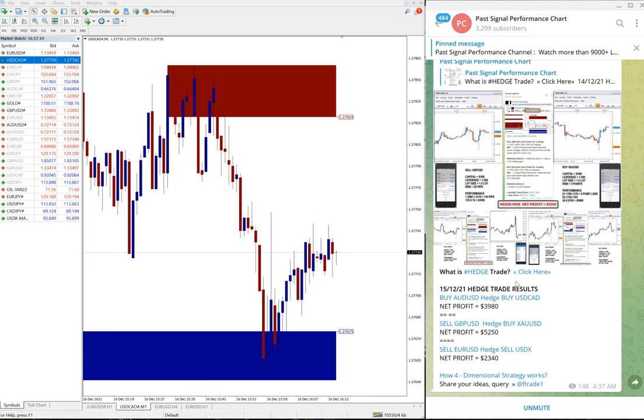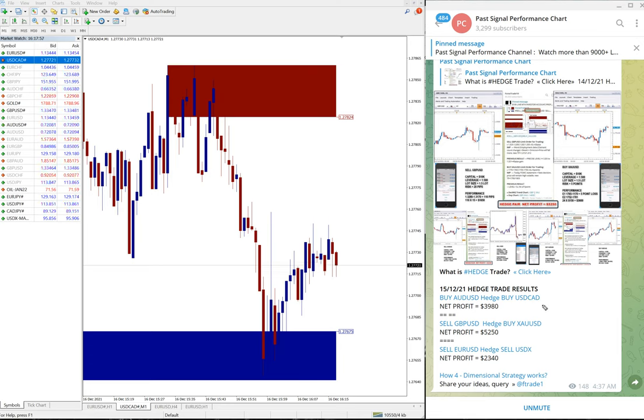So all three hedge pairs performed well, and as we have mentioned here, $3,980 on the AUDUSD USDCAD hedge pair, both are buy signals. Then the second one, $5,250 profit on sell GBPUSD hedge against buy XAUUSD, which is gold. Then the last signal, EURUSD sell against sell US dollar index USDX, also made $2,340 profit. So all the signals performed yesterday.